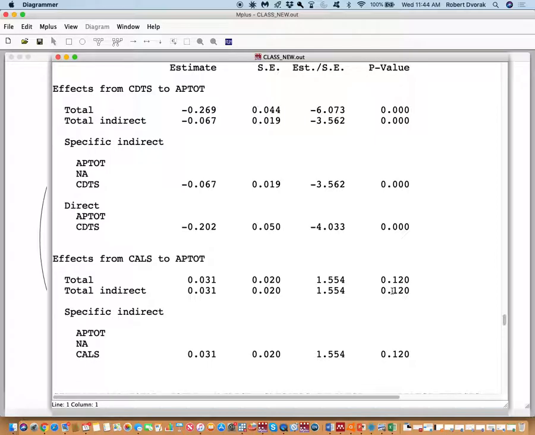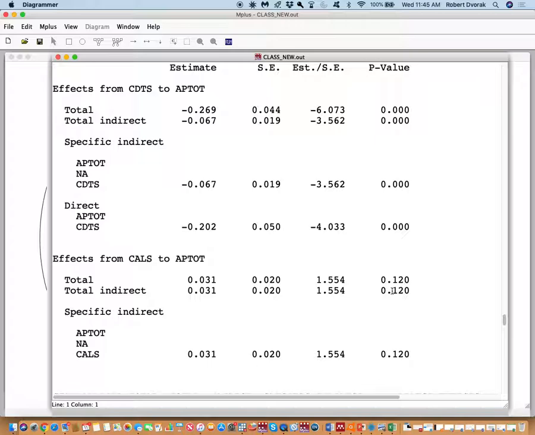What's the tracing rule? Anybody know what the tracing rule is? We didn't learn about mediation. Okay. So, the tracing rule says two things: the indirect effect is the product of slopes within that indirect effect, and the total effect is the sum of simple and total indirect effects, right?